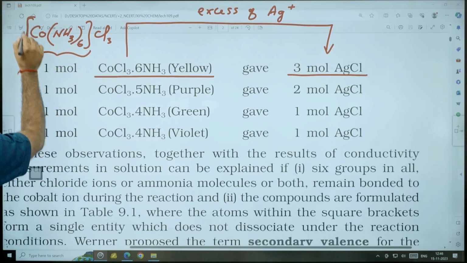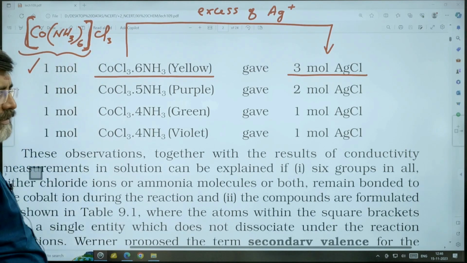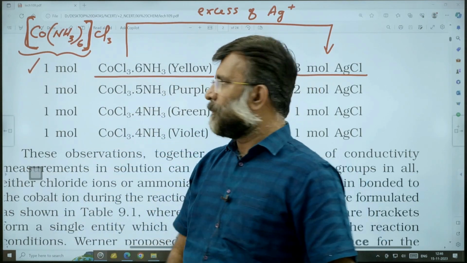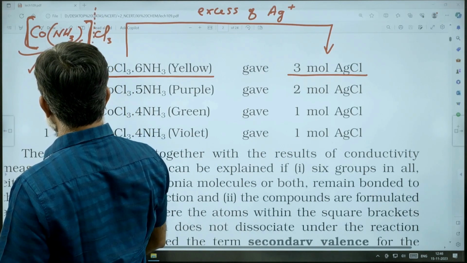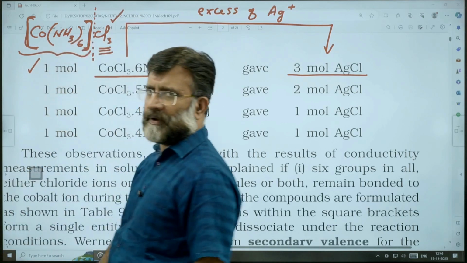Coordination compound means complex compound represented in square bracket. It acts as a single entity. That is a non-ionizable system. And the ionization occurs over this region. This is the ionizing region, and you can find 3 chloride ions are available.